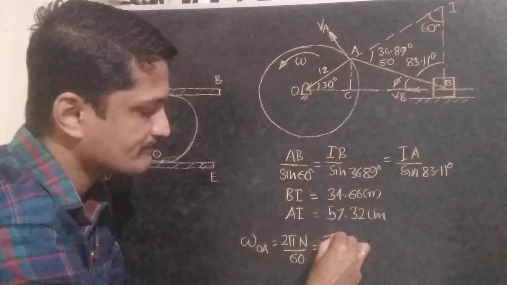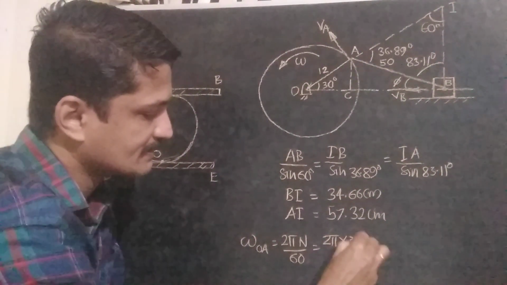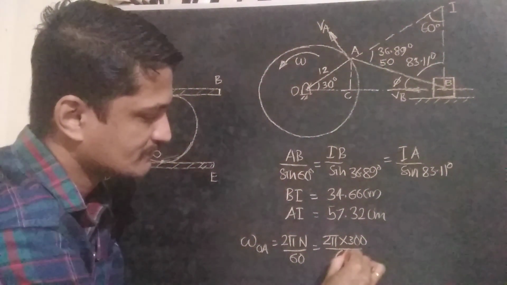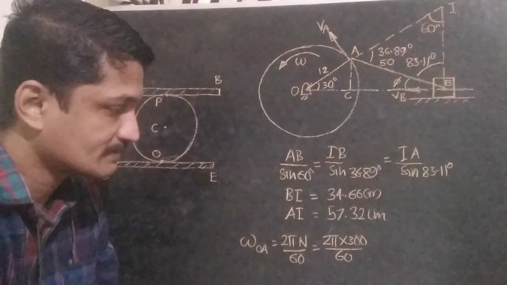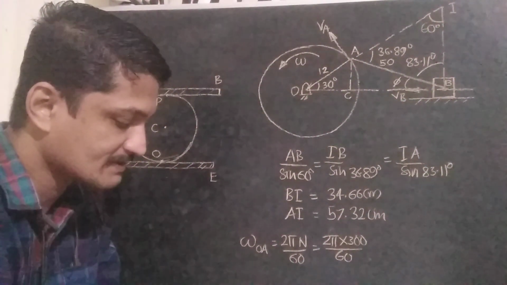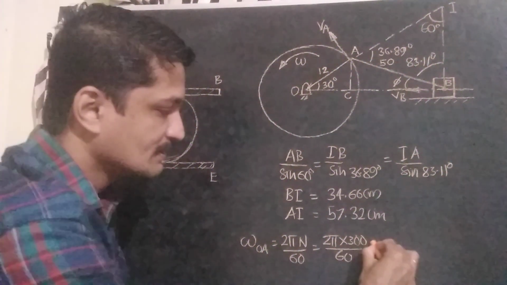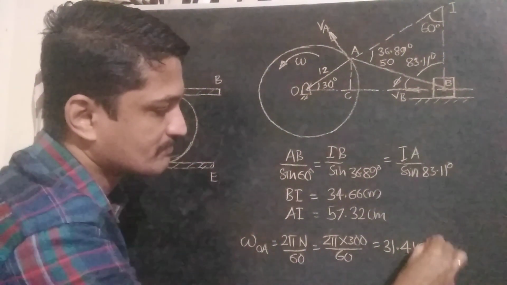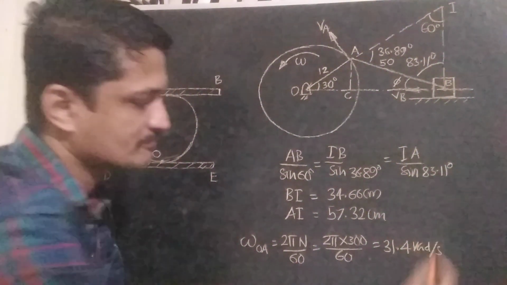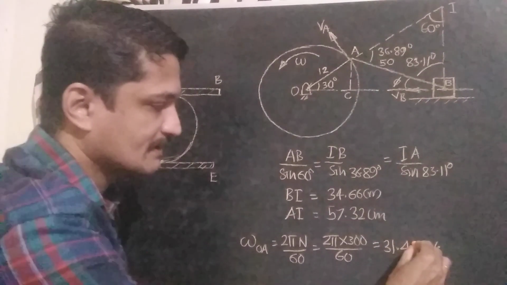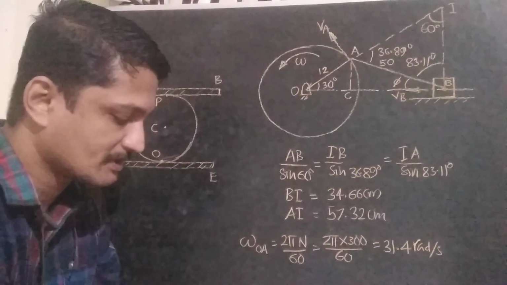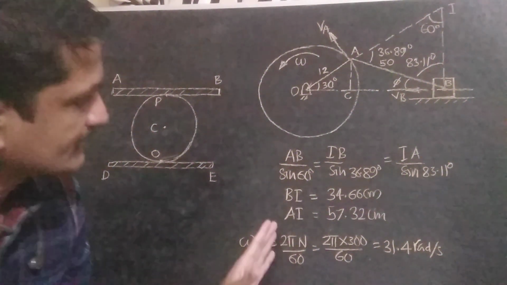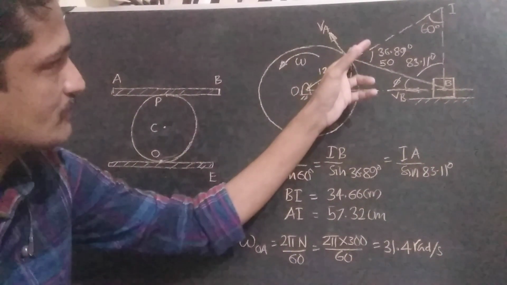2 pi into 300 divided by 60. Then omega OA is equal to 31.4 radians per second. Next, we already found out the velocity of A.